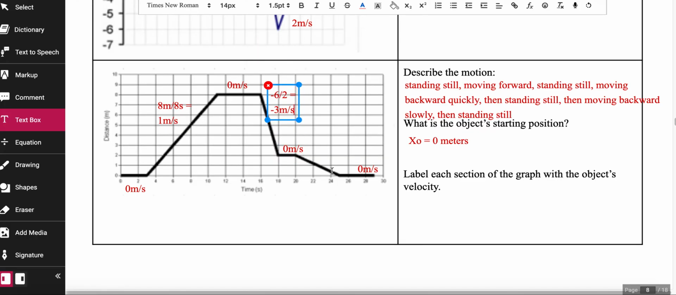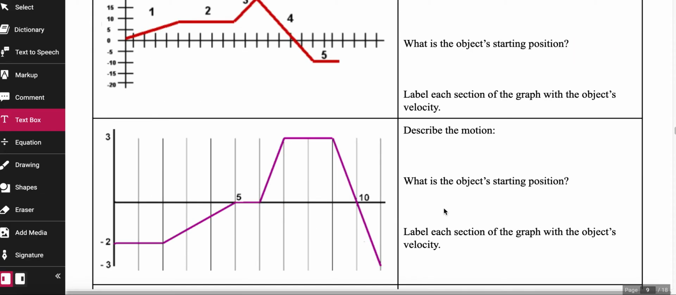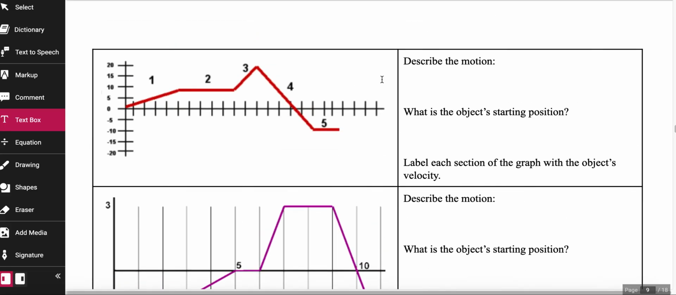Then the third slope I need to calculate is over here. So my third slope, my rise is from 2 to 0. So my rise is -2 meters. My run is 20 to 25. So my run is 5 seconds. And we end up getting -0.4 meters per second. Okay, moving down to this next portion.